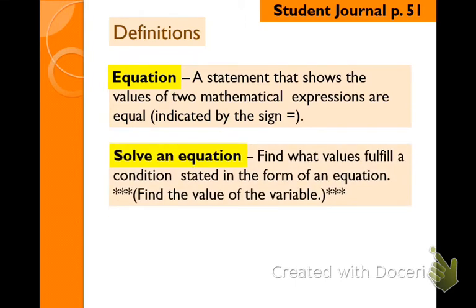X, the value of the variable, which usually is x. So find the value of the variable. But in long terms, it's find what value fulfills a condition stated in the form of an equation. You find the value of the variable. X equals, Y equals, Z equals, A equals, whatever. So you just write find the value of the variable.